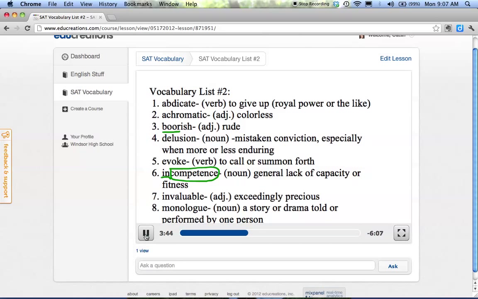8 is monologue, and mono means one. So monologue is a story or a drama told or performed by one person. So mono meaning one, a story or drama told by one person.